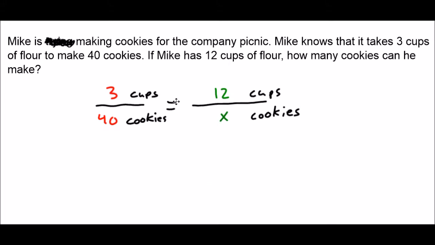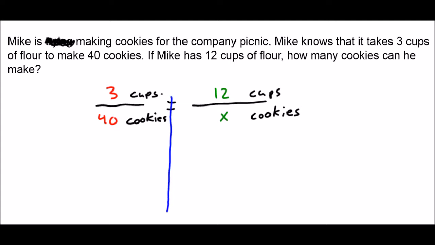Now, so long as these match up, I'm okay. Cups, cups, cookies, cookies. I can set it up. Also make sure that we have the scenarios matching. So 3 cups goes with 40 cookies. 12 cups goes with we don't know cookies. So we'll figure that out. So this is my proportion.